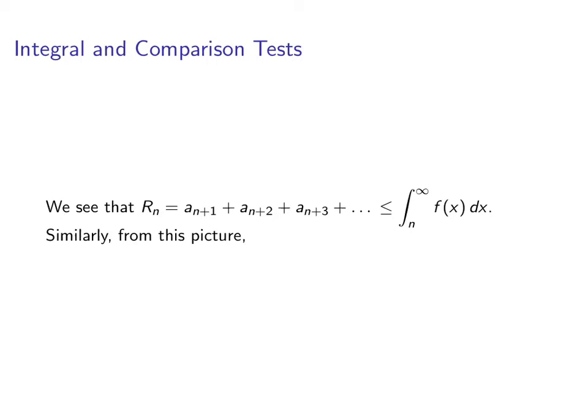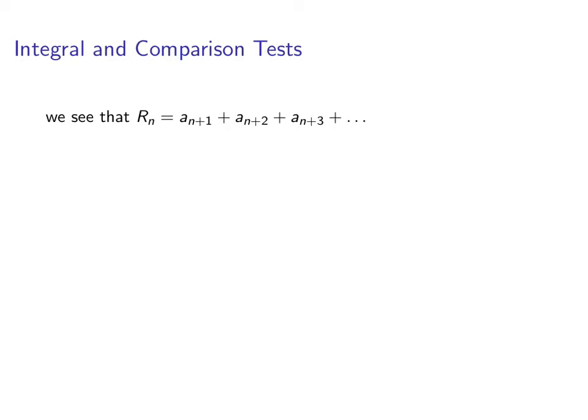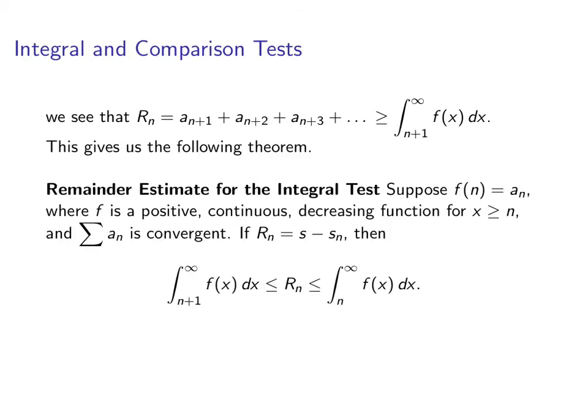And we have another picture. Now we're going to place rectangles so that they go above the curve by choosing the heights of the rectangles to be the left endpoint of each subinterval. Notice that the areas of these rectangles, it's still R sub n. But now look at the fact that the area of these rectangles is larger than the area under the curve from n plus 1 out to infinity. Okay, so that's what we're going to express here, that the remainder is bigger than the integral from n plus 1 to infinity of f of x dx.